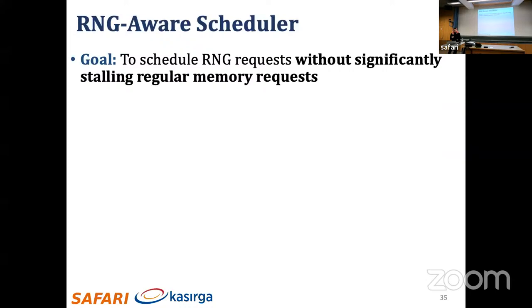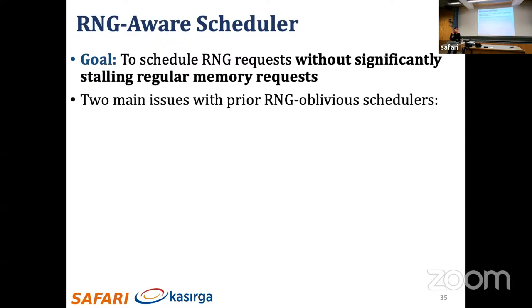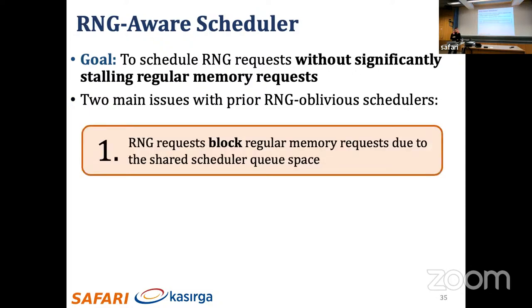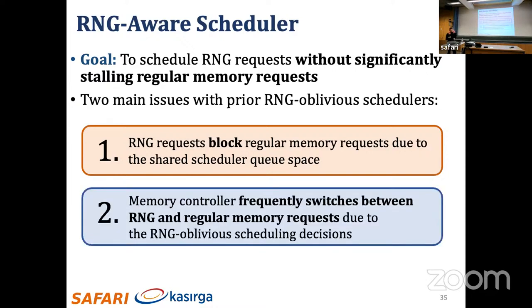The ANJ-aware scheduler's goal is to schedule ANJ requests without significantly stalling regular memory requests. There are two main issues with the prior ANJ-oblivious scheduling mechanisms. First, ANJ requests block regular memory requests due to the shared scheduler queue space. And second, the memory controller frequently switches in between serving ANJ and regular memory requests due to the ANJ-oblivious scheduling decisions. So we create our design based on two key ideas to solve these problems.